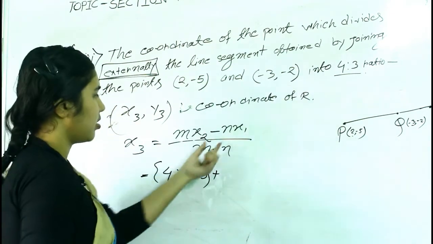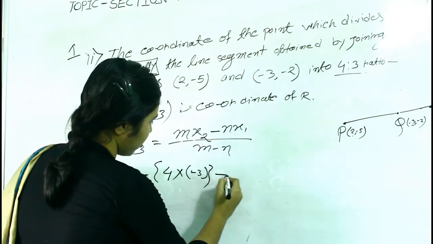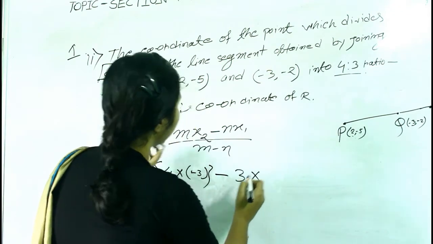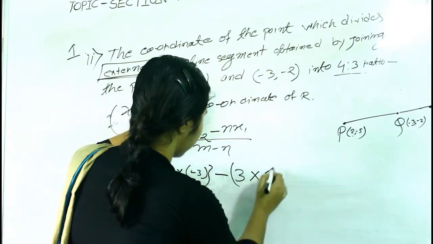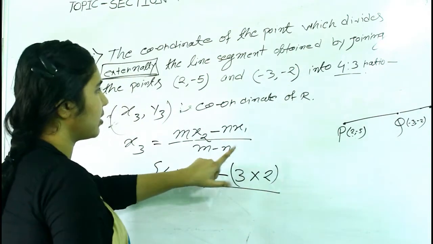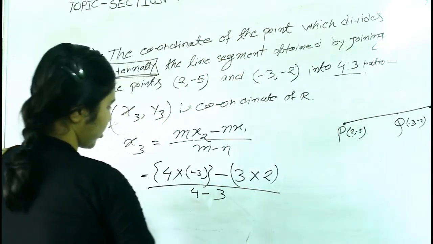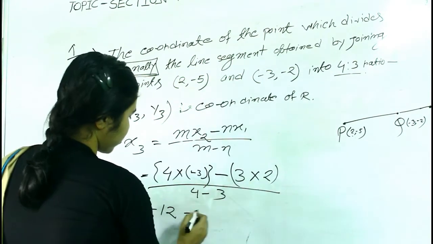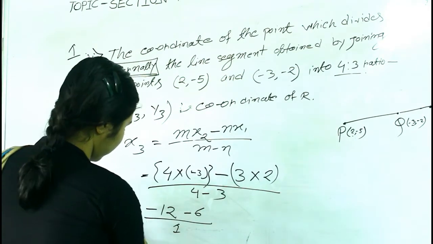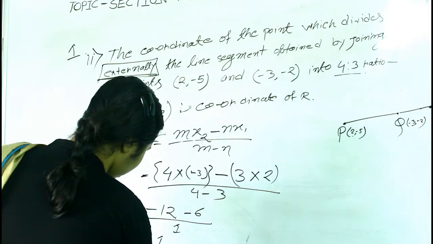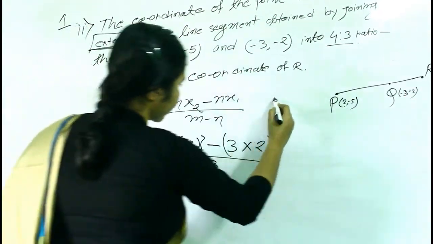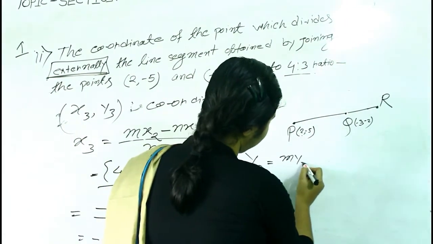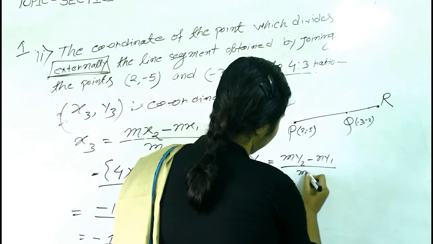So write 4 into x2, -3, minus, the value of n, 3, into x1, which is 2, by m minus n, so 4 minus 3. Now 4 into -3 is -12, minus 3 into 2 is 6, so -18, by 4 minus 3, 1. So -18. Okay, and calculate the value of y3, which equals (m y2 - n y1) by (m - n).